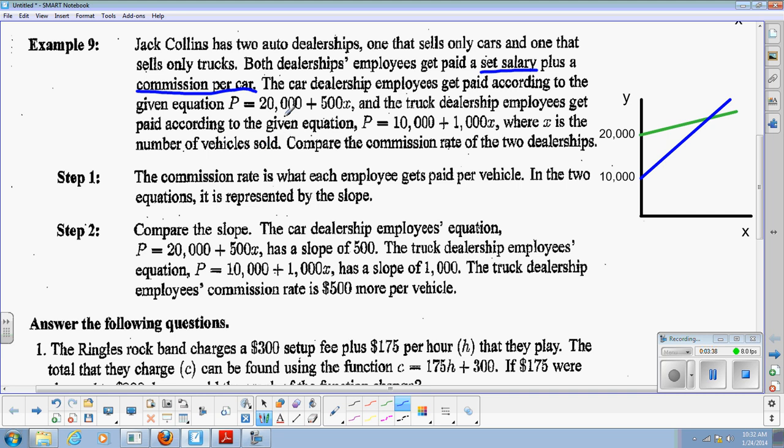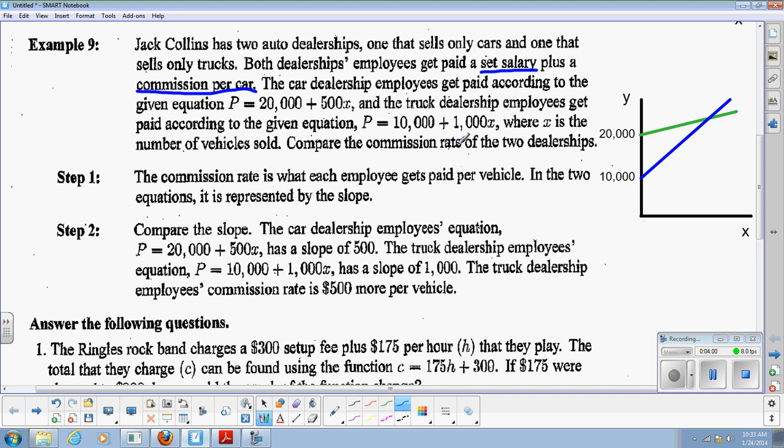So in other words, for each vehicle sold at a car dealership, the employee will get $500 extra. If he sells 2 cars, he gets $1,000. If he sells 3, he gets 1,500 extra. At the truck dealership, if he sells a truck, he doesn't get 500, he gets $1,000 instead of 500. He gets 1,000 per vehicle.